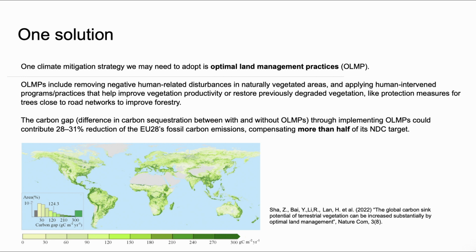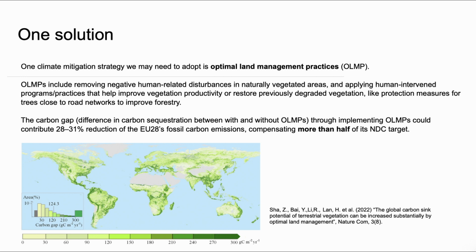The carbon gap is the difference between carbon sequestration if we implement optimal land management or if we don't. And this map shows in areas that are darker green that there is a larger carbon gap where more effective land use can improve the amount of carbon sequestration. And so you can see that it's definitely darker around urban areas and highly populated areas.